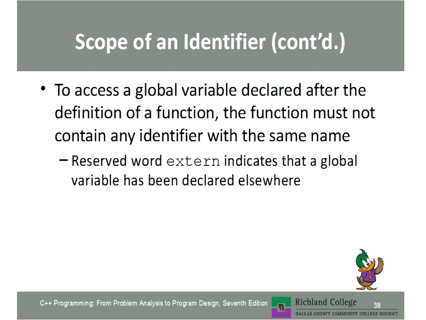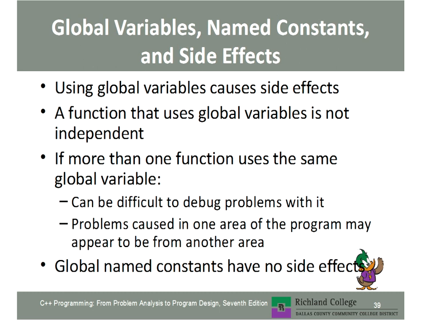To access a global variable declared after the definition of a function, the function must not contain any identifier with the same name. The reserved word extern indicates that a global variable has been declared somewhere else. So you would use that keyword, or reserved word, extern.